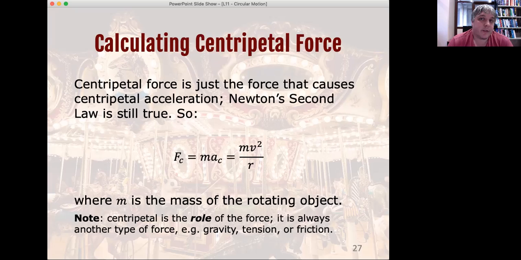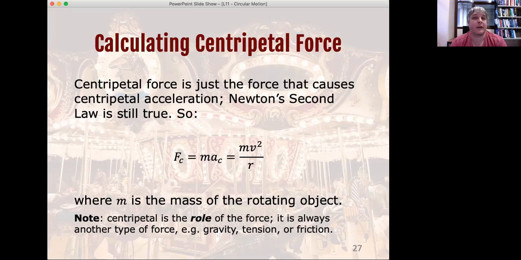Just a little note that centripetal is the role of the force. It's not the type of force. So when we talked about the force due to gravity, the friction force, the push force, the normal force and tension force, spring force, all of those types of forces are a reference to what causes the force, whereas when we say centripetal, what we're talking about is the role of the force.